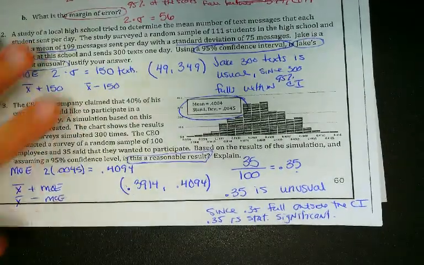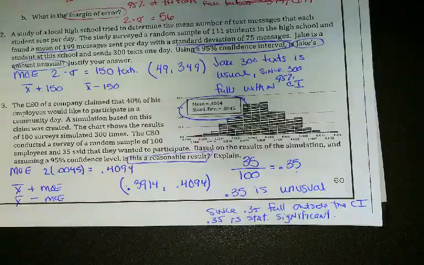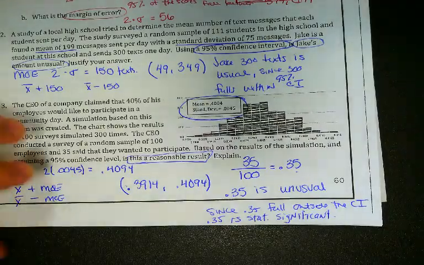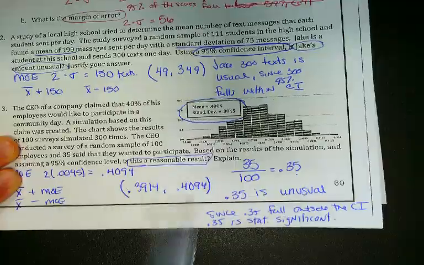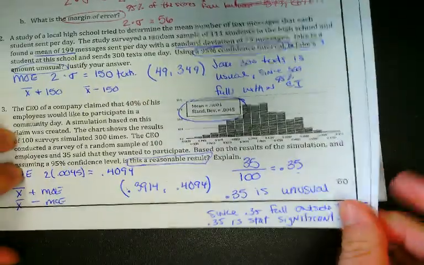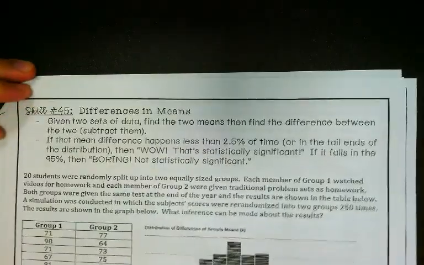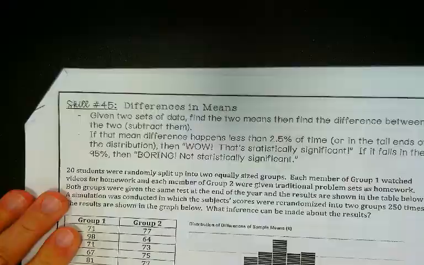Okay, it is unusual and statistically significant if it falls outside of the confidence interval. It is unlikely to happen. So in here, likely to happen. Anything outside, very unlikely to happen. All right, skip that page, jump to 45, difference of the means here.